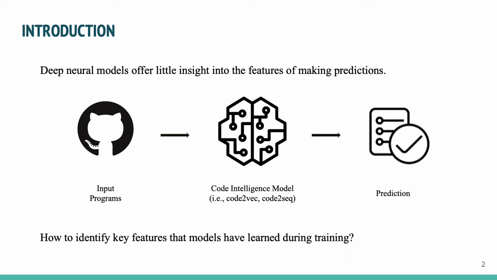Although successful in modeling source code, the problem of explaining why models make their prediction is still challenging. This is because the deep neural models are opaque black boxes and offer little insight into the features they use in making their predictions. In this regard, we propose a model-agnostic approach to identify relevant input features to a model's prediction.